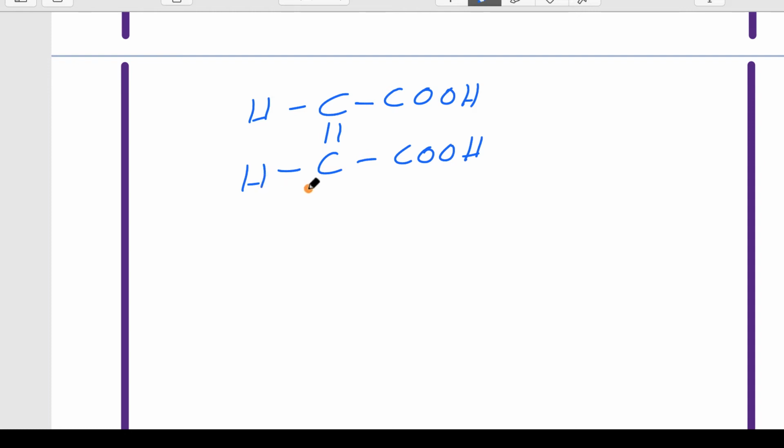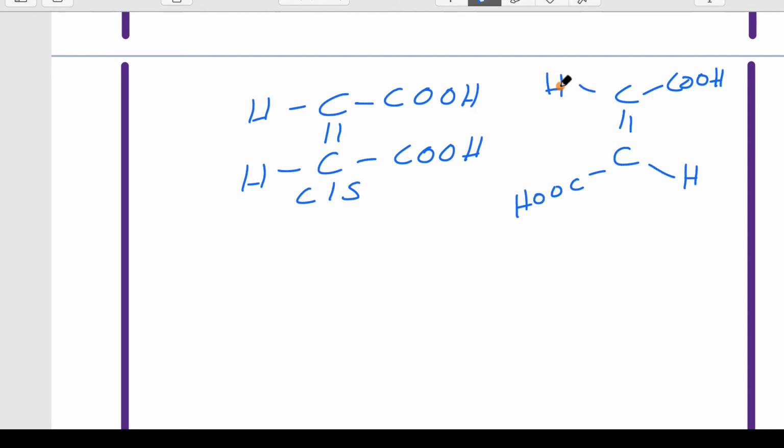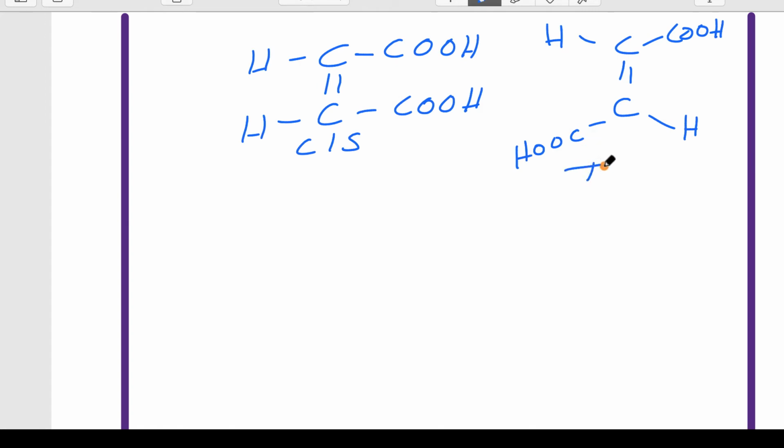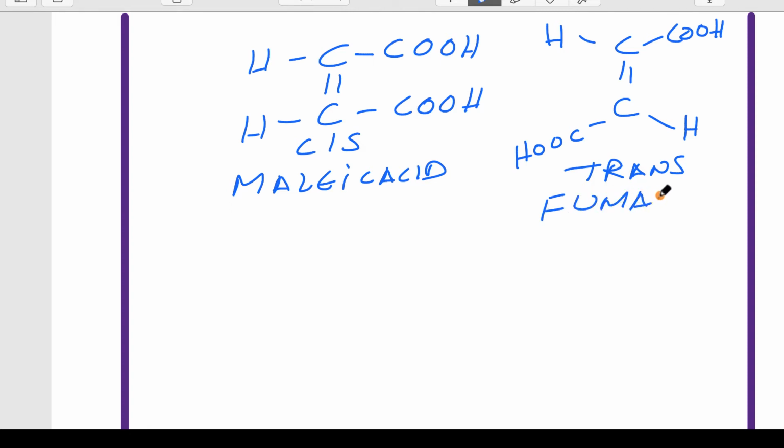This is the cis isomer. Let us see another isomer, with the groups changed. Here a carboxyl group, here hydrogen, here a carboxyl group, here hydrogen. See how this arrangement is a trans arrangement. This is what we call fumaric acid. Maleic acid and fumaric acid.